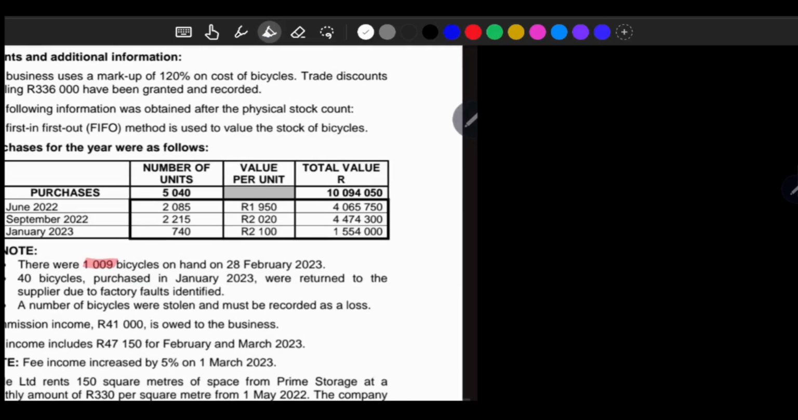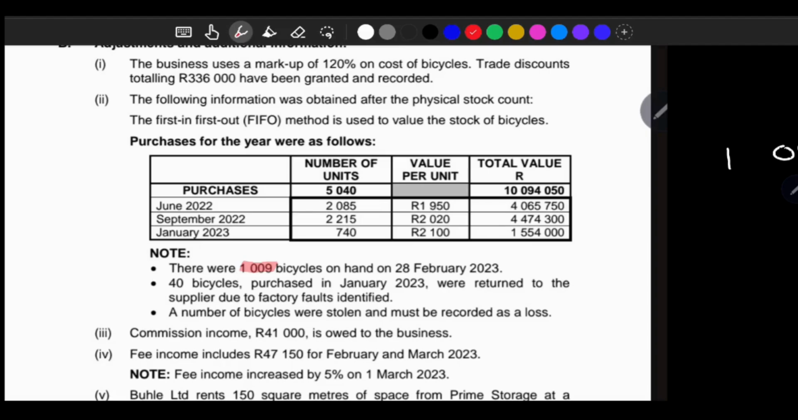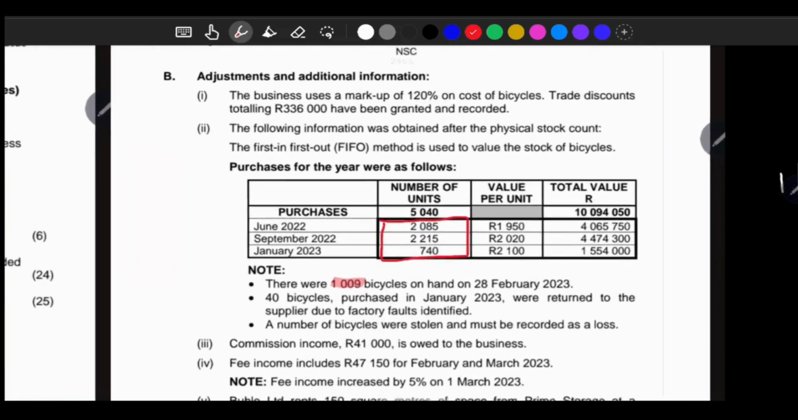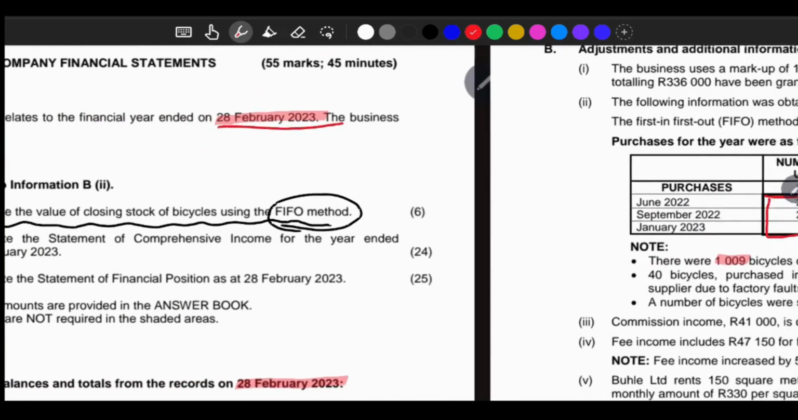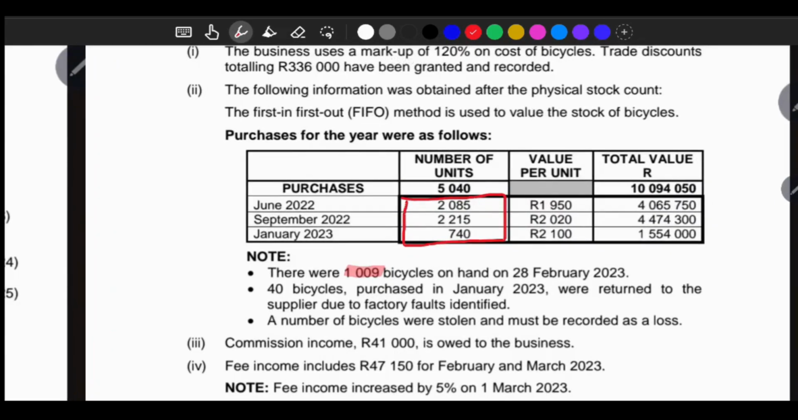So what we're trying to find out now is that these 1,009 bicycles, what is the rand value for this? And remember, we're using the FIFO method. So what we're going to do is go from there backwards. We're going to go from the purchases backwards, right? And once again, knowing when our financial year ends is very important. So financial year ends 28 February 2023. So the last date that we bought stock was January 2023. So we're going to say January 2023, then we're going to work backwards up until we have 0, right? But before that, let's go through the rest of the information.